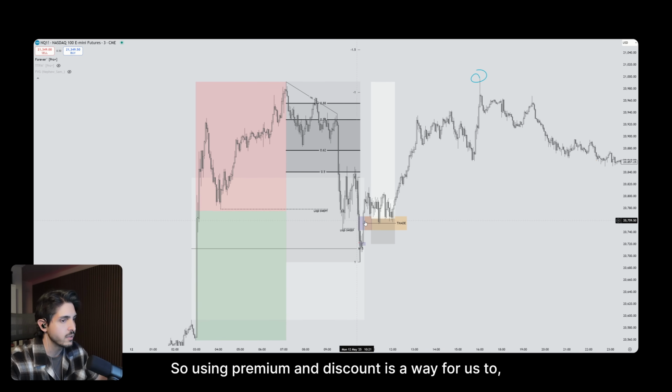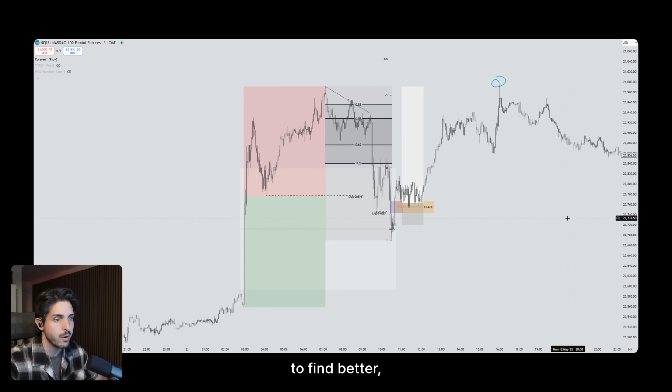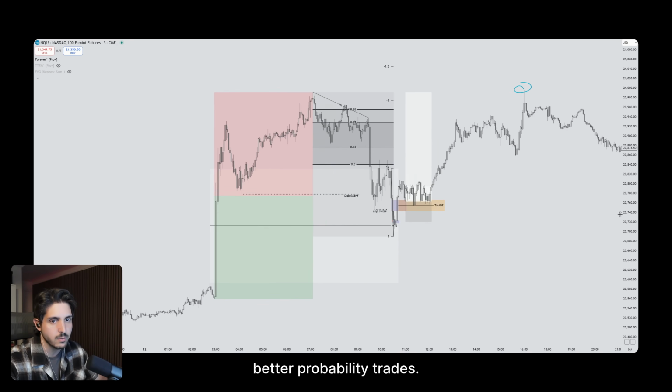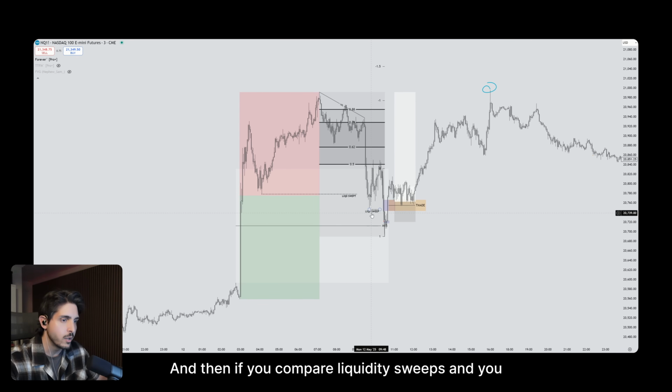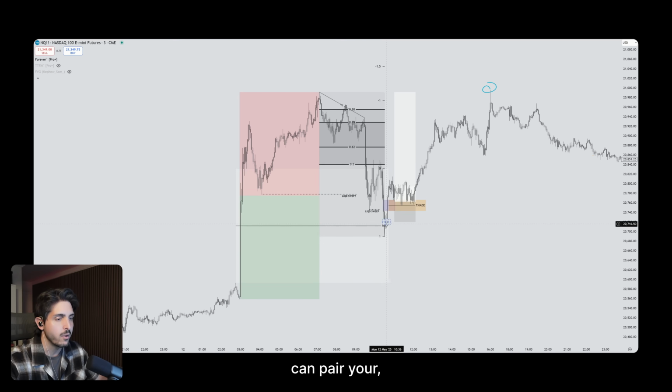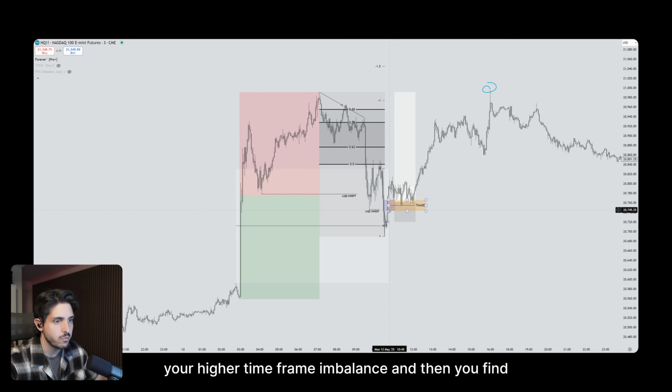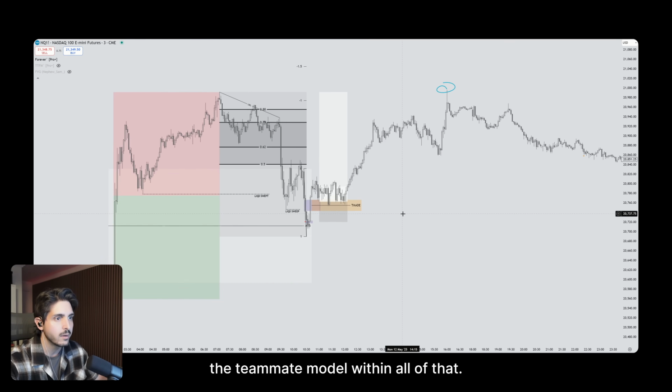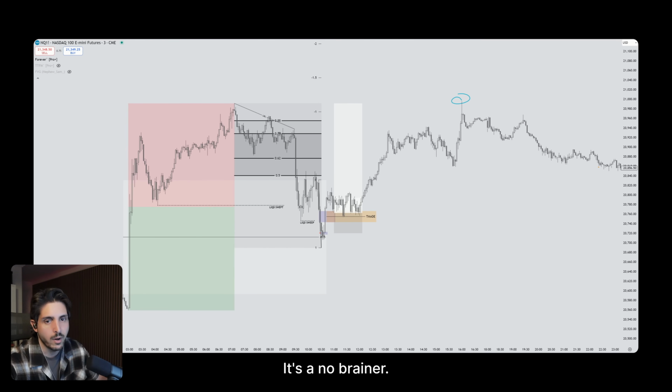So using premium and discount is a way for us to find better probability trades. And then if you can pair liquidity sweeps and your higher time frame imbalance, and then you find the TMade model within all of that, it's a no-brainer. You're gonna kill it.